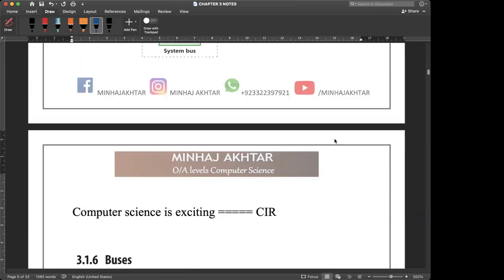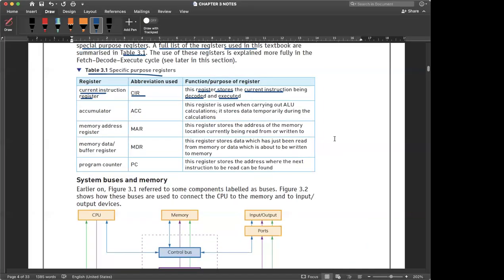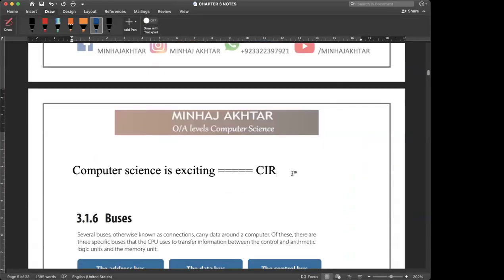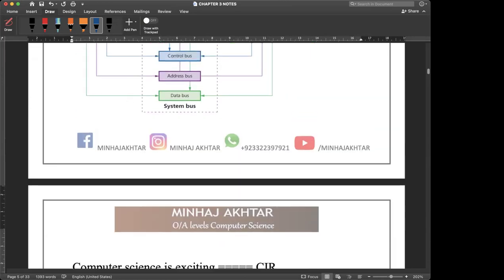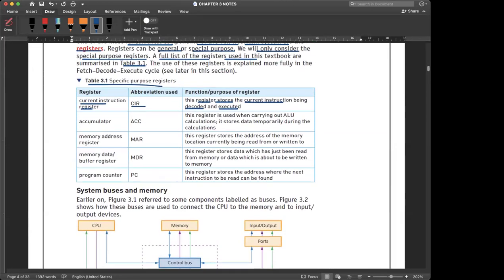In CIR, what is the next thing you see here? Instruction being decoded and executed. What does that mean? Let me tell you. In CIR, the instruction is being decoded like this. And then it is processed by the CPU, because a computer is able to read zeros and ones. It is not able to read the English language. Did you understand it or not? Yes, I did. So CIR is going to take your instructions, store the instruction, and execute it.